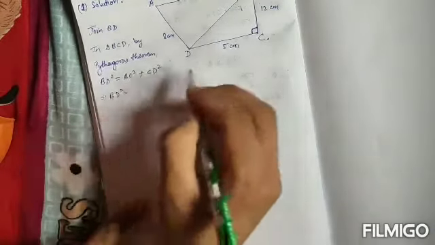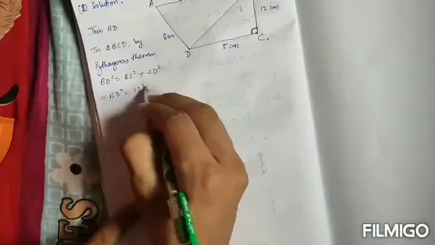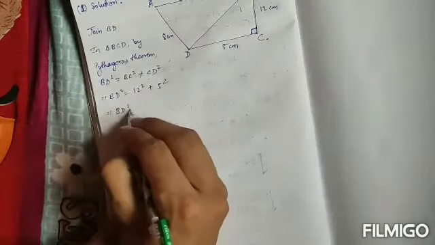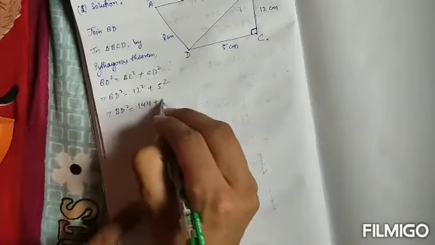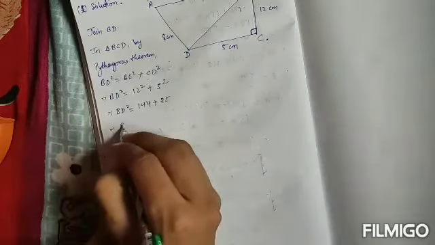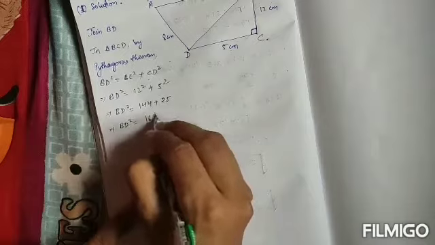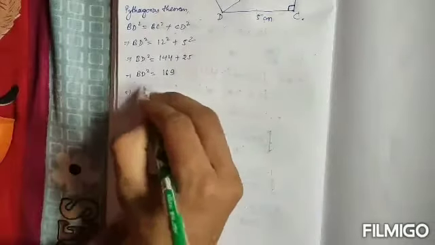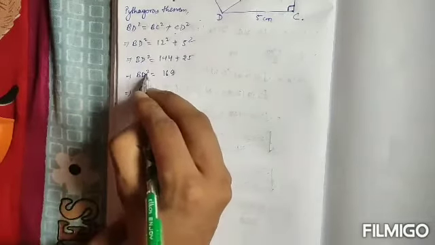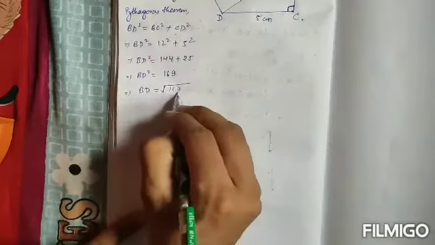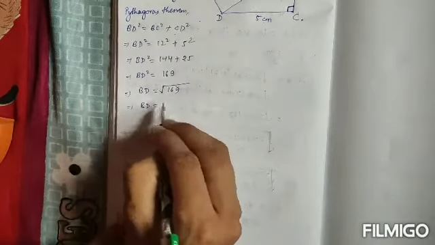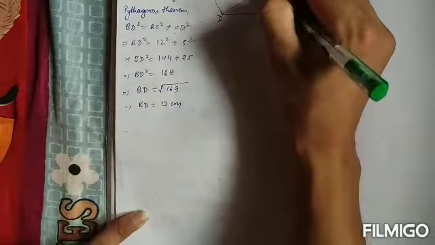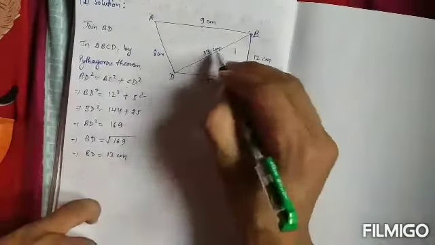So BD square equals to BC square means 12 square plus CD square means 5 square. So implies BD square equals to 144 plus 5 square is 25. So implies BD square equals to 169. Isn't it? So now what I will do? Now as I am removing square here, square root will come on the other side, isn't it? So BD equals to square root of 169 is 13 centimeter. So this we got it as 13 centimeter.